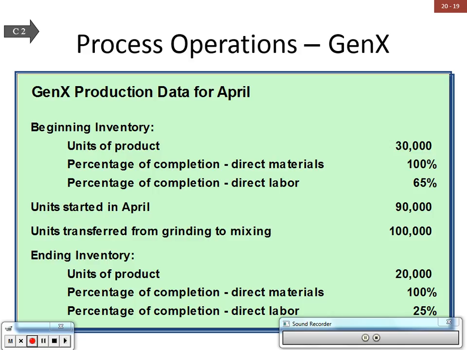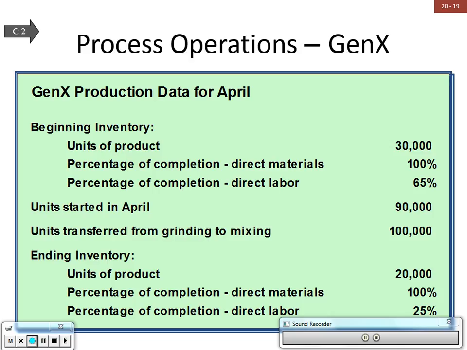They started off with 30,000 units of product, right? Direct materials were at 100% already completed. Direct labor was only at 65%, with how much remaining? 35%. Okay, just keep that in your mind.